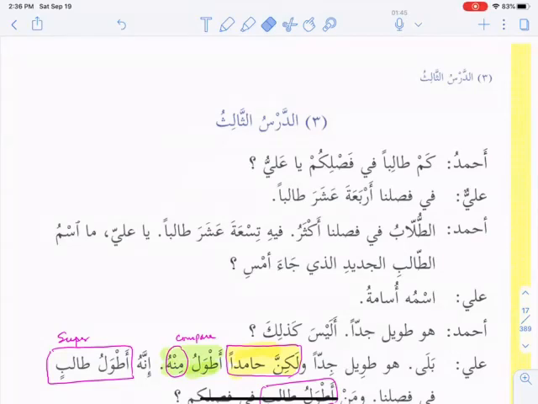In this lesson, we are learning something very beautiful, a very important aspect of Arabic, and that is the concept of superlative degree and comparative degree. How do we do that in Arabic language? So we are going to do that. It's going to be very interesting, inshallah, and very informative for everybody.